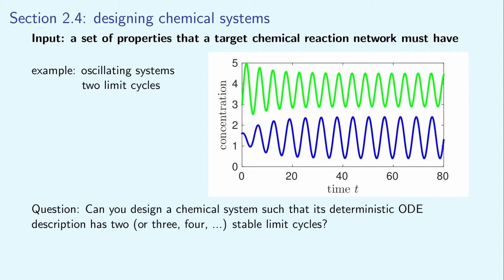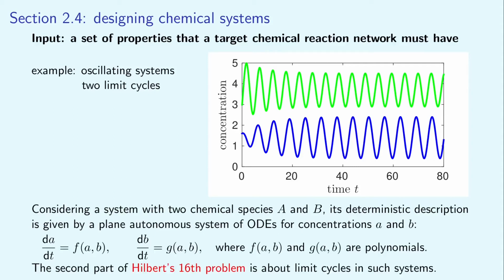If you succeed, it is possible to make this task even more complicated by requiring to design a chemical system with just 3 limit cycles, 4 limit cycles, and so on. More exotic behavior will require more thoughts, and it is also more difficult to observe such exotic dynamical behavior in simple systems. For example, if we restrict our considerations to systems of two chemical species, A and B, then the deterministic ODEs are plain autonomous systems with polynomial right-hand sides.